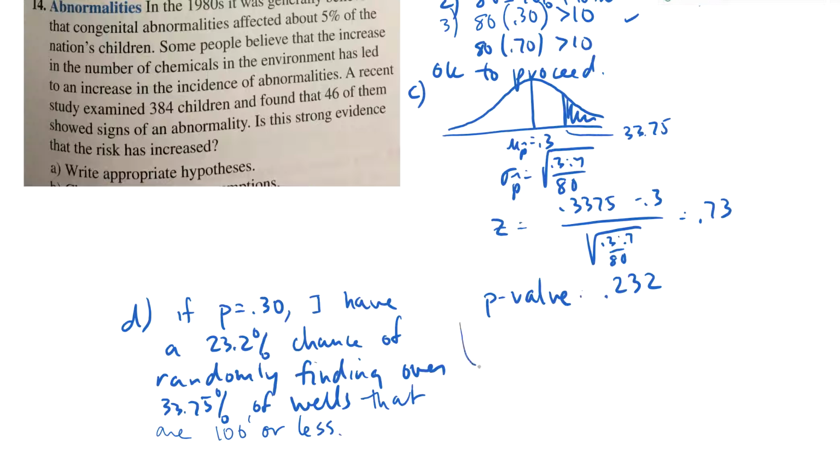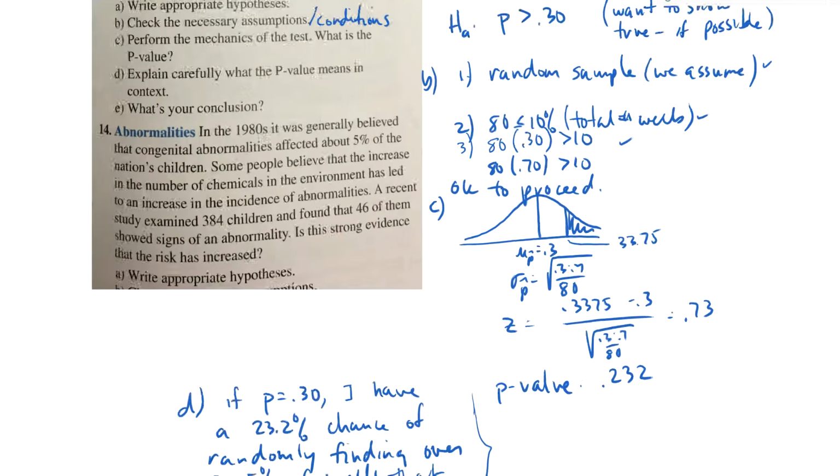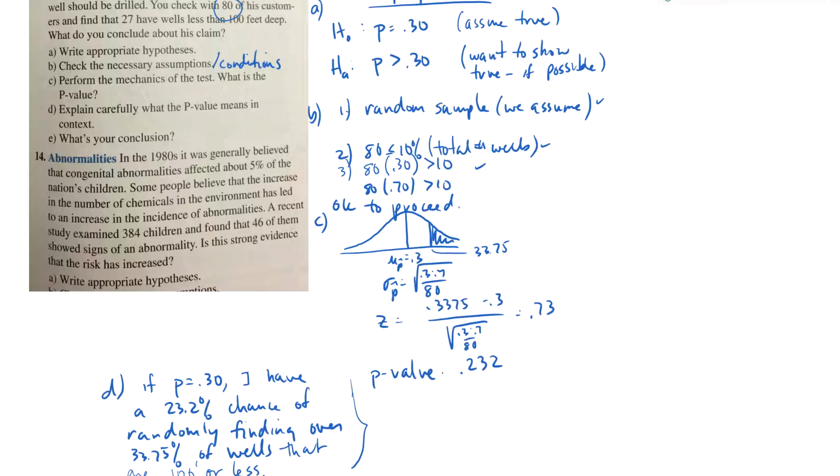Let me write that a different way. And this is a great example that there's lots of different ways to think of this. Okay, so if 30% of the wells find water at 100 feet or less, if I take a random sample of 80 wells, there is a 23% chance that I'm going to get more than 33% of them that find water 100 feet or less. So that's pretty much what I said there, I suppose. Okay, so that's what the p-value means.